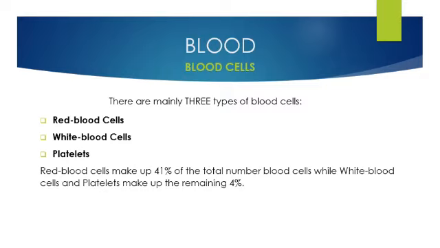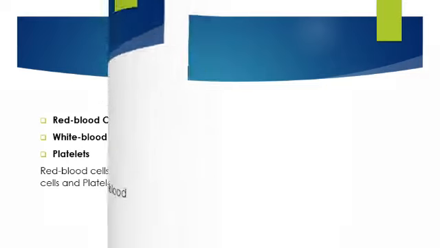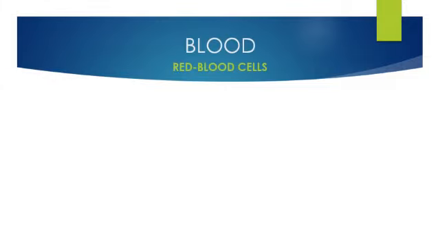With that said and done, let's not waste any time. We get into knowing each of these red blood cells, white blood cells, and platelets. The red blood cells. Red blood cells are also known as erythrocytes. So when you see the word erythrocytes, just remember the blood cell being referred to is a red blood cell.